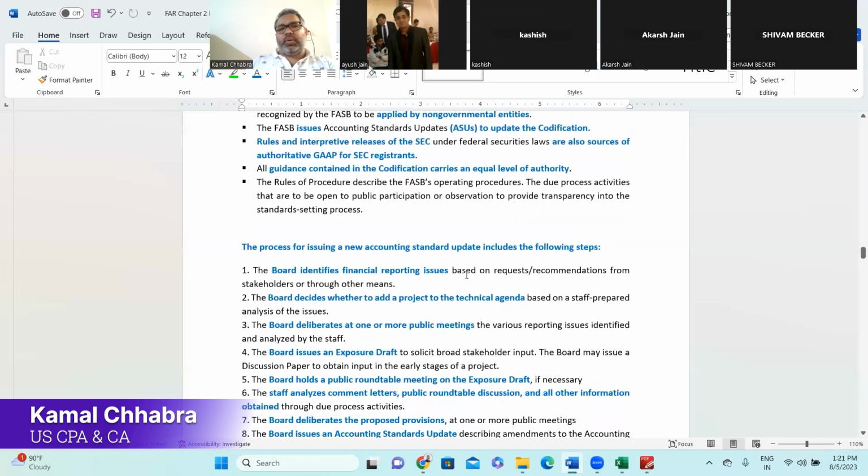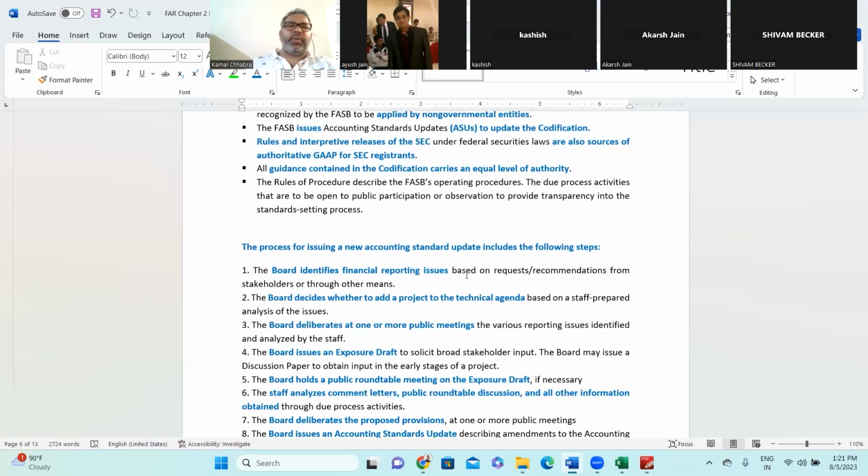FASB issues accounting standard update to update the codification. So there are two things. One is accounting standard codification. That means new accounting standard is being developed, right? And then the second thing is recurring update in that accounting standard.